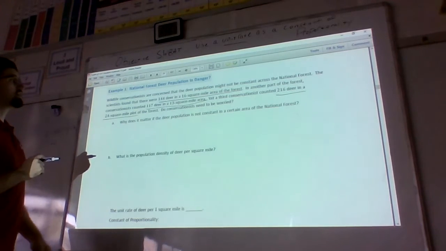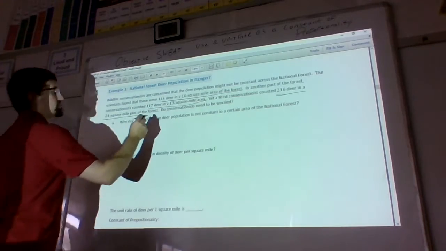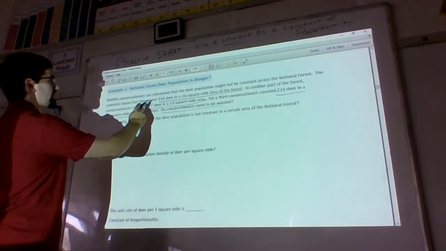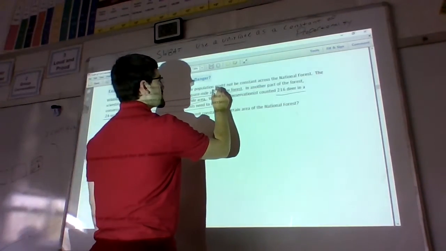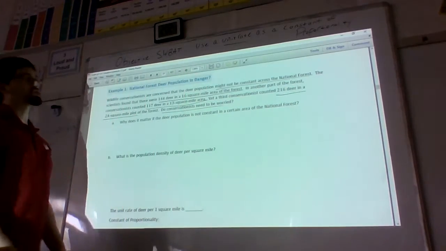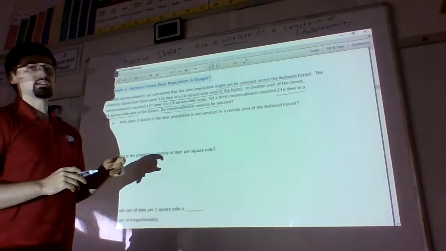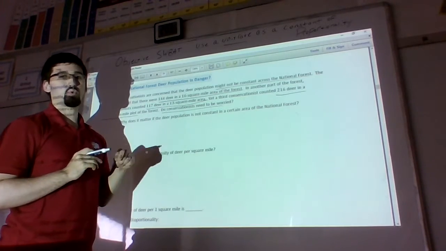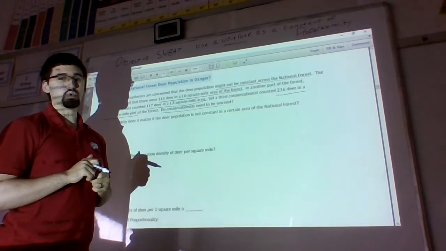Well, we have these pieces of information. What do we need to find out? Do conservationists need to be worried? Worried about what? Let's go back up here. They're concerned the deer population might not be constant across the national forest. So we need to find: is the deer population constant across the national forest? Basically, are these ratios going to be equivalent? Will they be proportional to each other? The way that we'll find that is by using a unit rate.